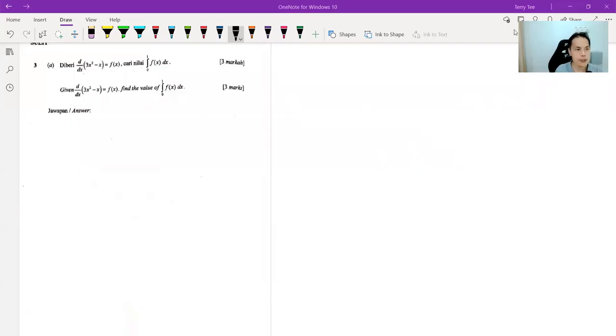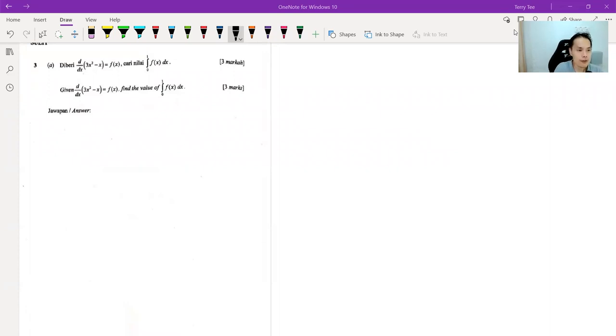Okay, question number 3. So here we are given d/dx of 3x squared minus x equals f(x). This is from the chapter integration. So find the value of the integral from 0 to 3 of f(x) dx. Again, I find this question is quite simple and straightforward for the MRSM standard, right?